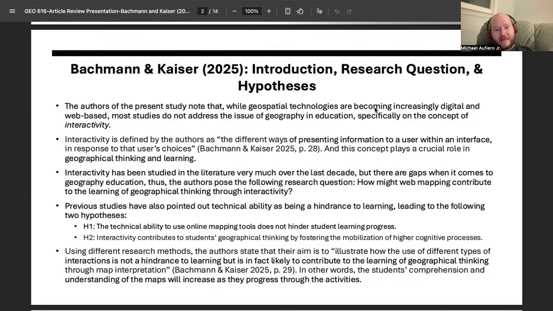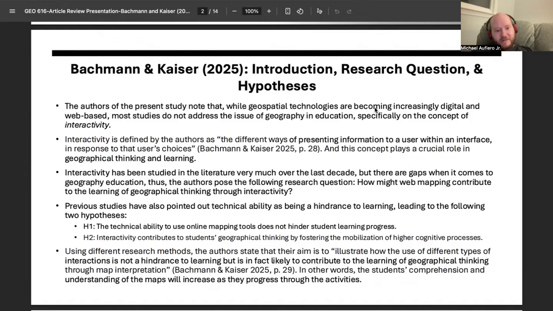I'm going to read that again. Interactivity defined by Bachmann and Kaiser, 2025, page 28, is the different ways of presenting information to a user within an interface in response to that user's choices. So let's break this down. And I'm going to do it backwards.